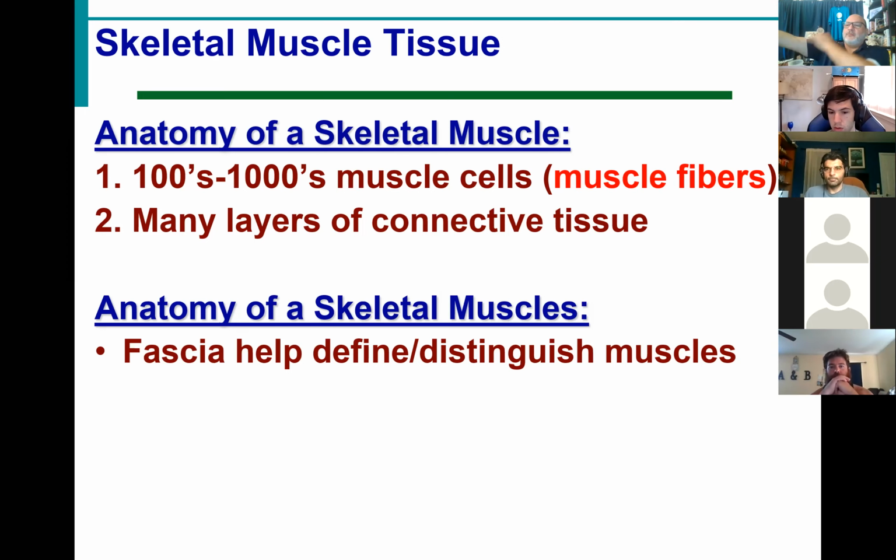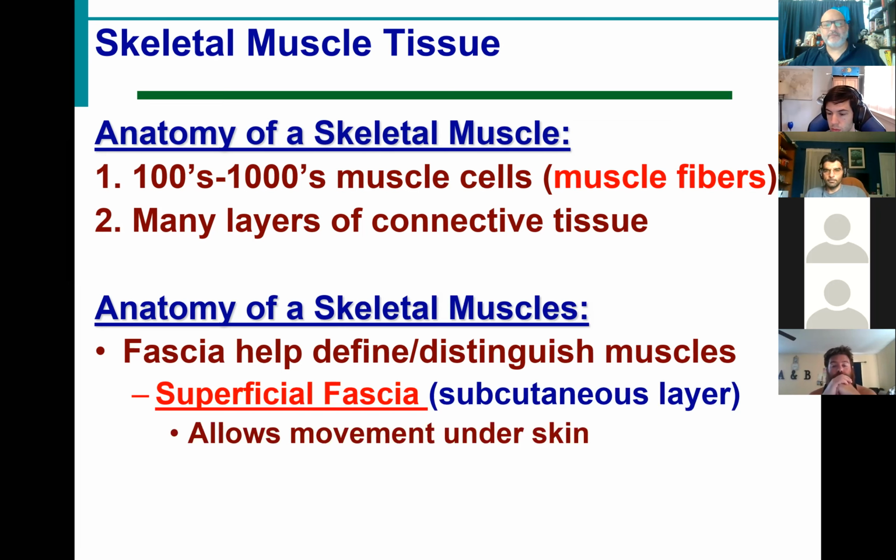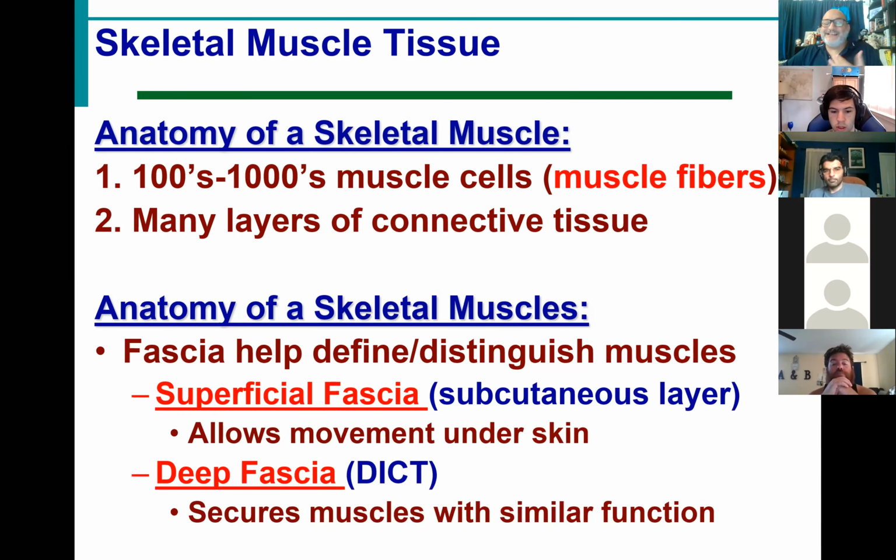So for instance, in my arm, I have some muscles that are going to be involved in flexing my elbow and some that are going to be involved in extending my elbow. And I want to separate those groups from each other so they can work independently of each other. So we're going to have all these fascias that help to distinguish and define them. Those individual fascias are what we know as the deep fascias. They're made up of dense irregular connective tissue, and like I said, they stabilize and hold muscles in place.